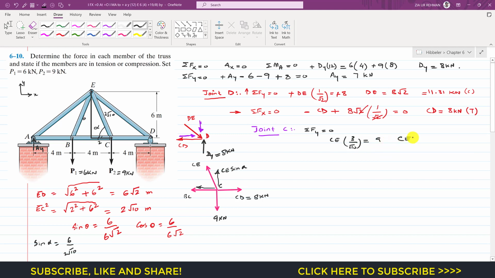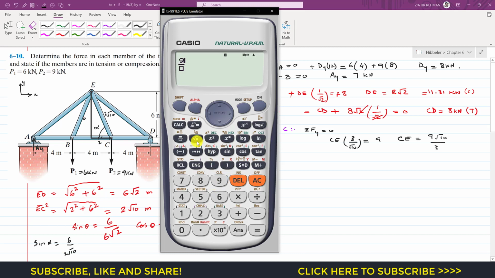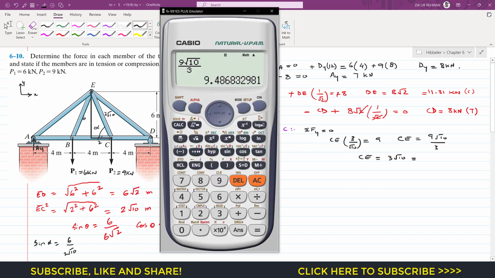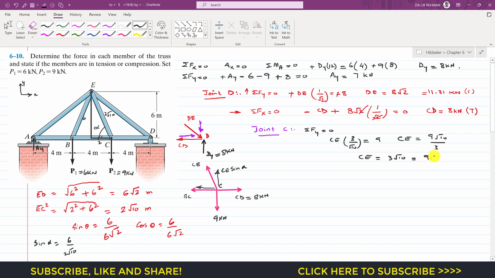So CE member force will be 9 square root 10 divided by 3. This gives us 3 square root 10, which is 9.486. So let me write that CE member force is 3 square root 10, or it is equal to 9.486 kilonewton. And since CE is acting away from that joint C, it is the tension force.